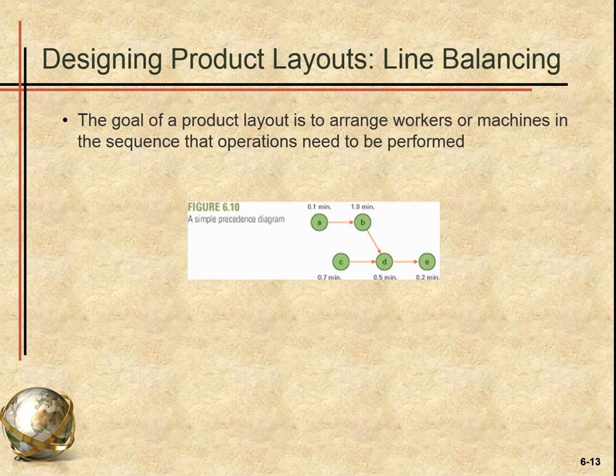So, designing a product layout, line balancing. The term line balancing is going to show up during the book and a couple of other chapters, because it's very important. Line balancing basically says that you have to make sure that the product layouts, if it's machines or if it's the workers, are sequenced in a way that they need to perform. And what does that mean?